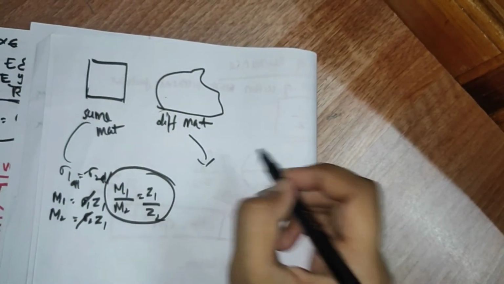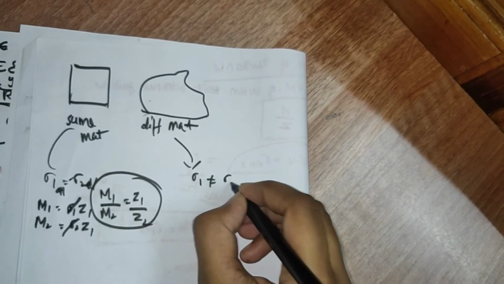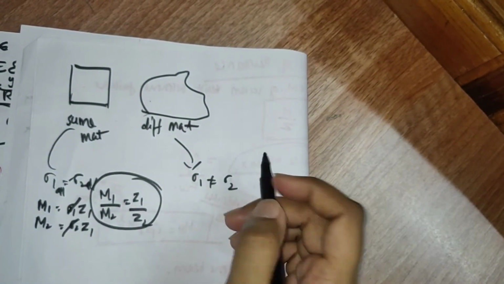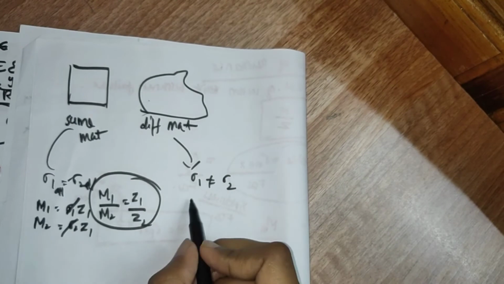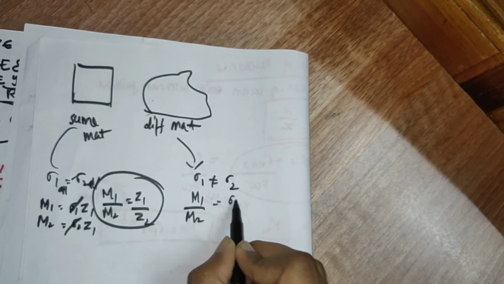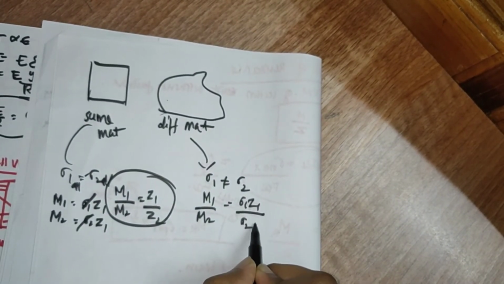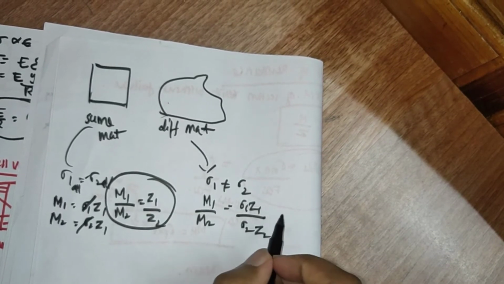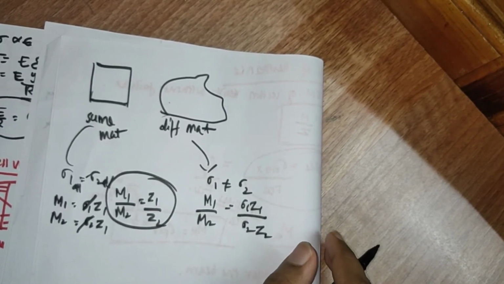For different material, what will be happening is sigma 1 not equal to sigma 2. Both stresses won't be equal, because it is having different material. Then M1 by M2 equal to what? Sigma 1 Z1 divided by sigma 2 Z2. We can just see an example about these two cases.